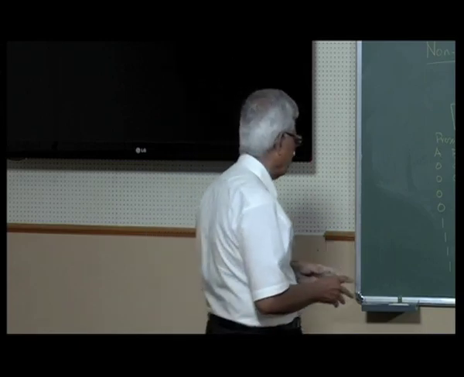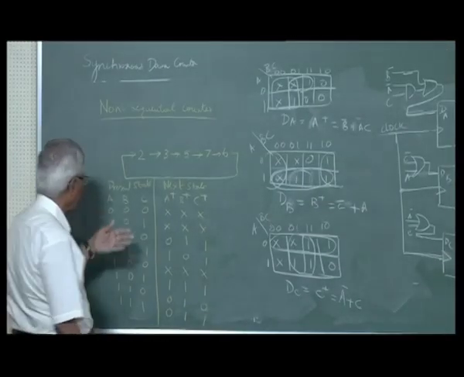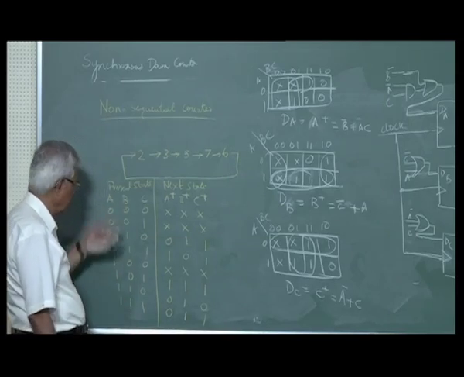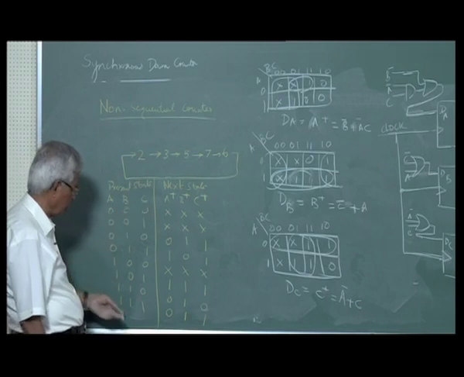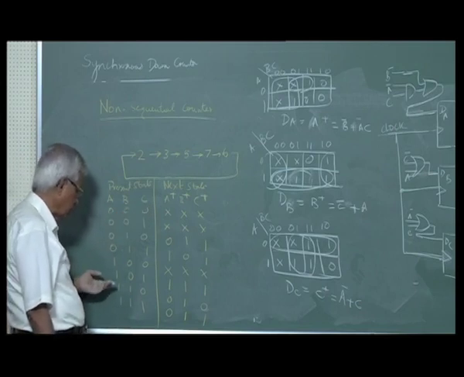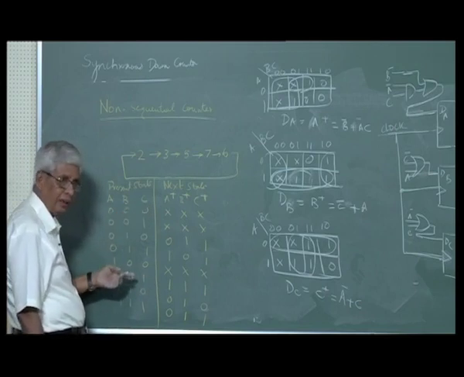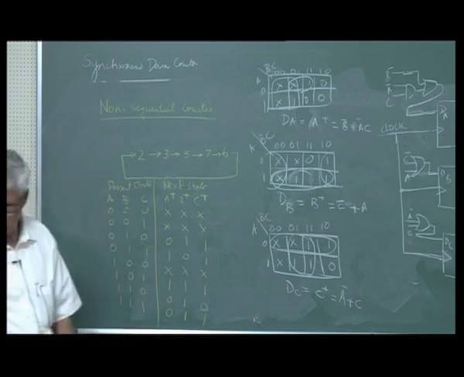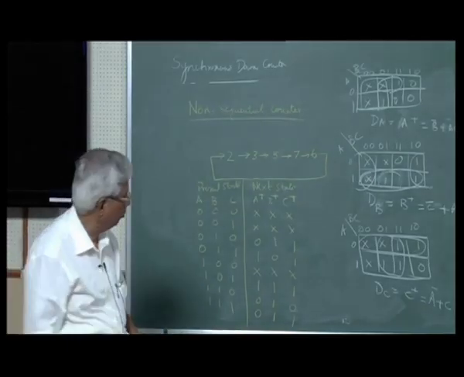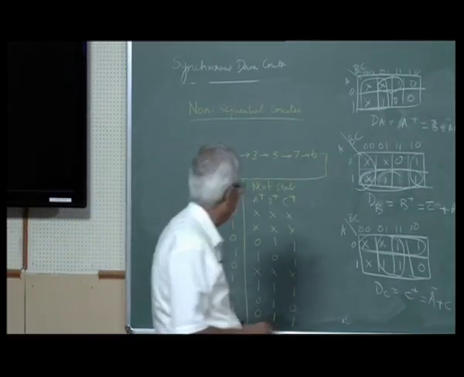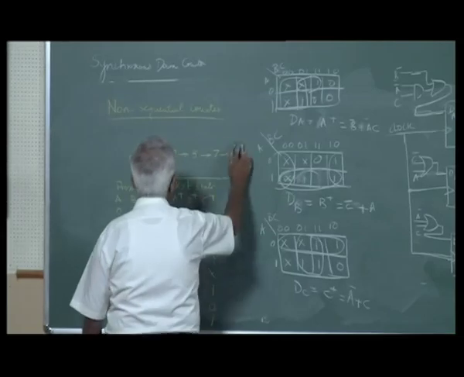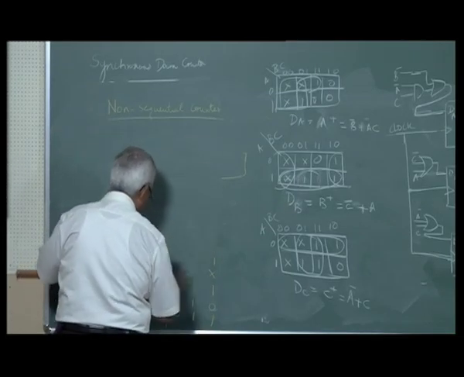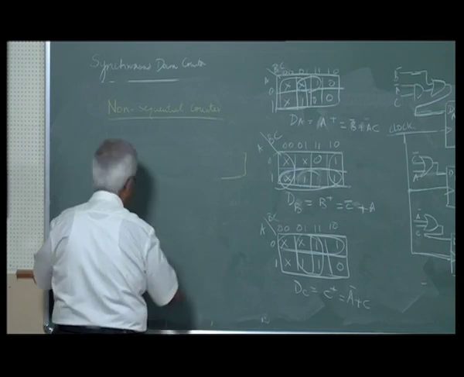Supposing you want a decade counter, what do you do? You take a 4-bit counter with 16 states, 0, 0, 0, 0 to 1, 1, 1, 1. After 1, 0, 0, 1, after 9, you want to go back to 0, 0, 0, 0. This is given as an exercise to you. We can now do this problem. I want a synchronous counter for counting from 0 to 9.